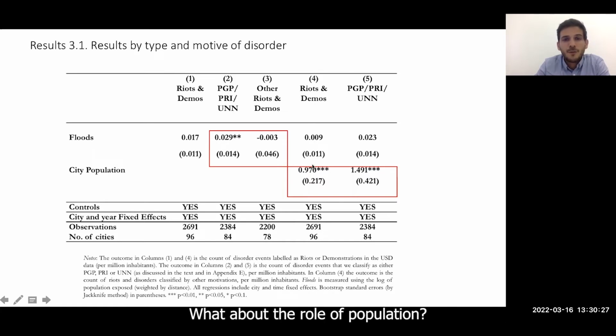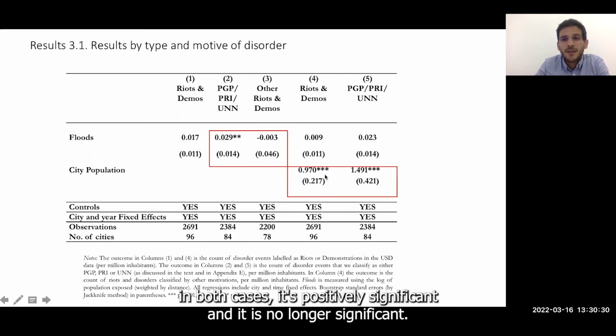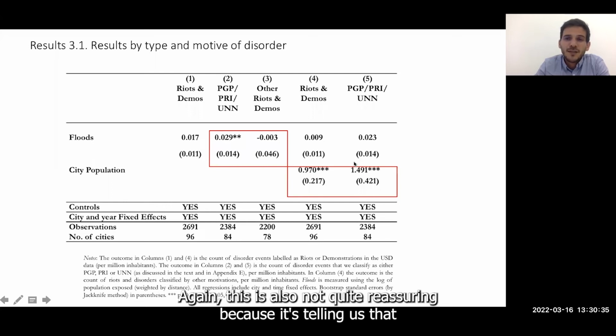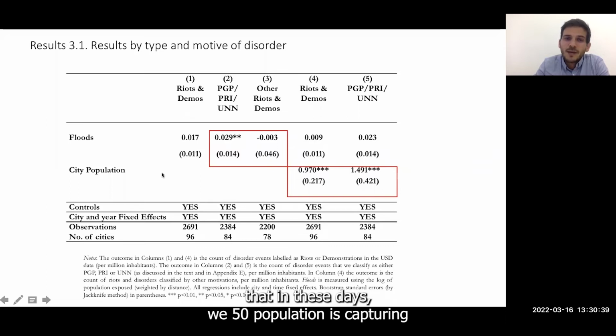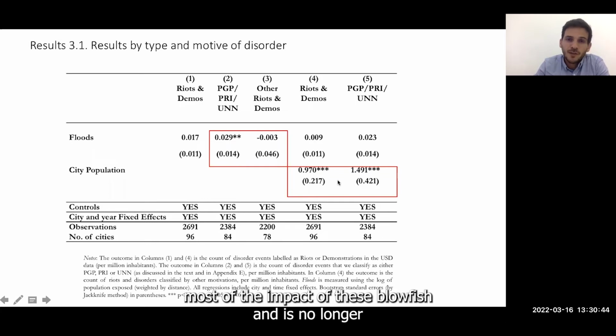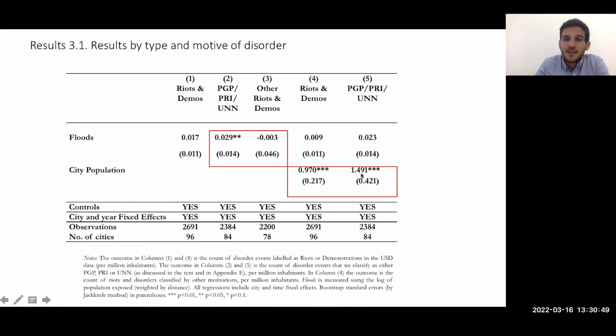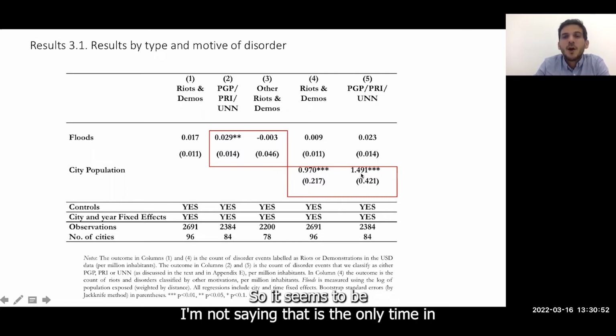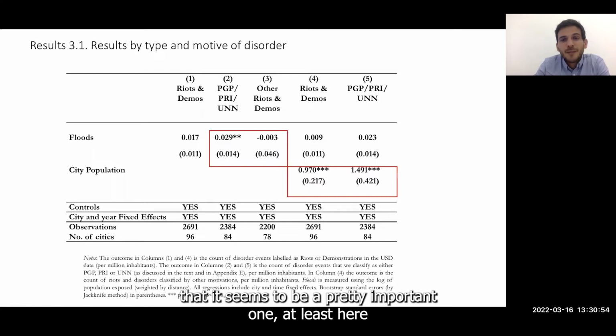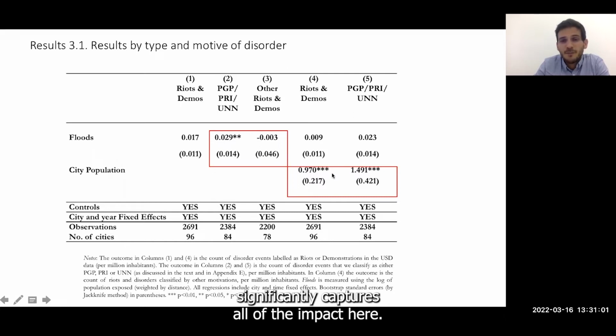What about the role of population? Again, in both cases, it's positive and significant, and this is no longer significant. So this is also not quite reassuring because it's telling us that in this case, city population is capturing most of the impact of floods, all right? This coefficient is no longer significant, and it's city population that becomes significant. So I'm not saying that it's the only channel, but it seems to be a pretty important one. At least econometrically, it makes the coefficient for floods go non-significant, and it captures all of the impact here, all right?